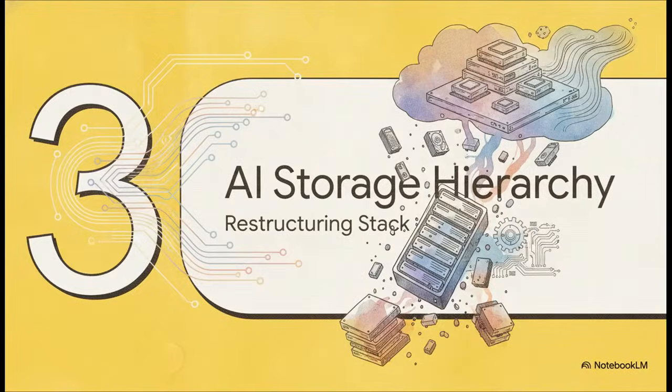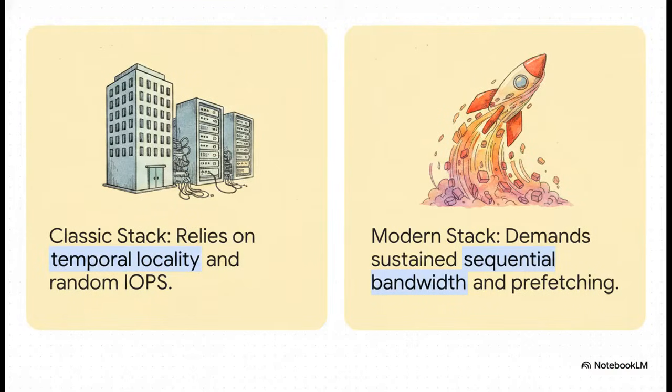All right, Section 3, the AI storage hierarchy. To keep that inner core fed, we really have to restructure the stack and completely abandon old-school storage thinking. If you look at classic enterprise storage, it relies heavily on temporal locality and random IOPS. Basically, it operates on the assumption that if you use some data yesterday, you're probably going to use it again today. That makes traditional caching work great.